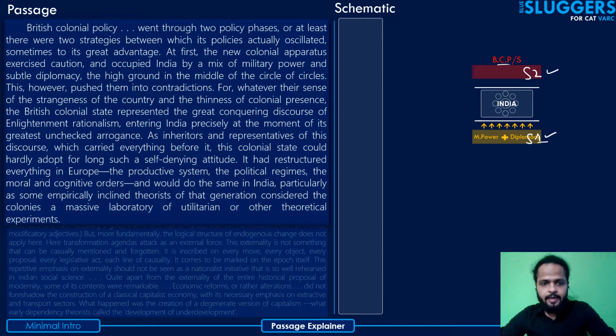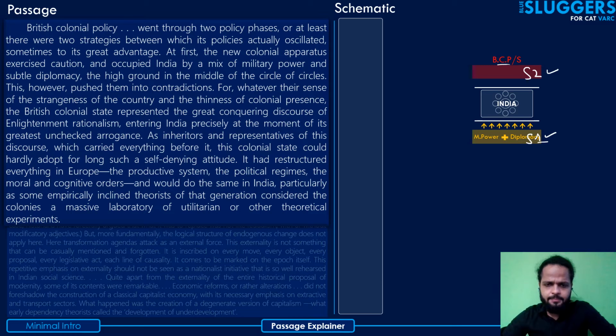It says that at first the new colonial apparatus exercised caution. They were cautious. This was the first policy of being cautious, and occupied India by a mix of military power and diplomacy. So they used a mix of military power and, wherever applicable, sometimes military power, sometimes diplomacy, to acquire India. The high ground in the middle of the circle of circles.